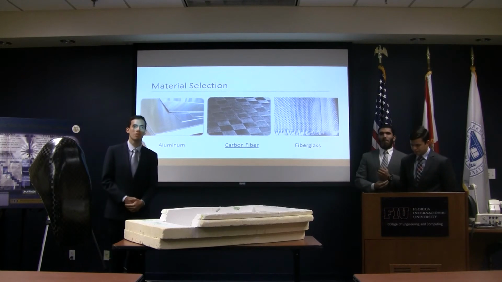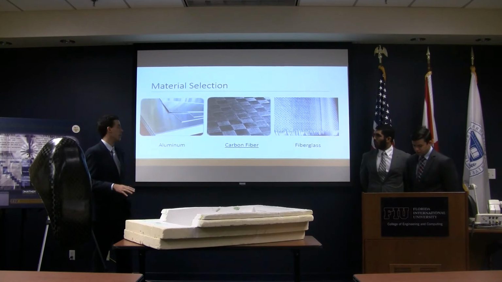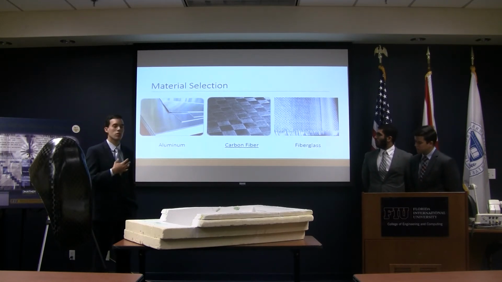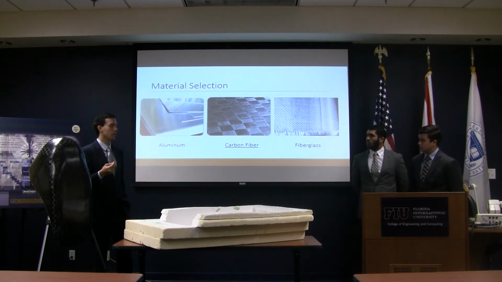During the competition, most of the teams used one of 3 materials for the body of the car. They either use aluminum, carbon fiber, or fiberglass. We chose to use carbon fiber as it is lightweight and due to its strength abilities.